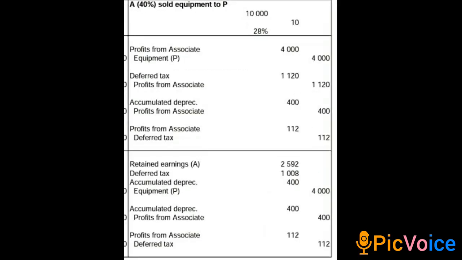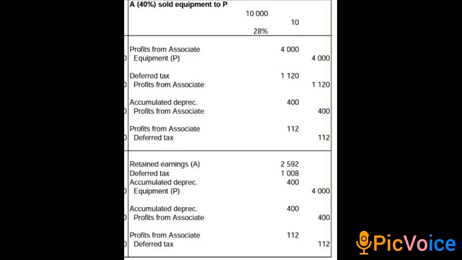Now where the associate is the one selling an item of PPE to the parent, the associate is the one making the profit. So the only line item we have in the statement of profit or loss when we consolidate is share of profit in associate. That's why we eliminate that.